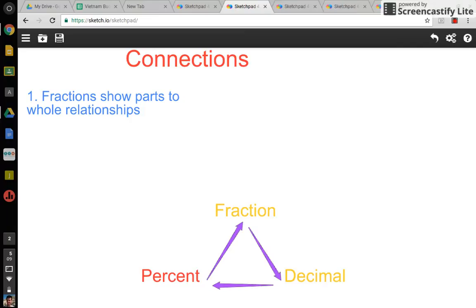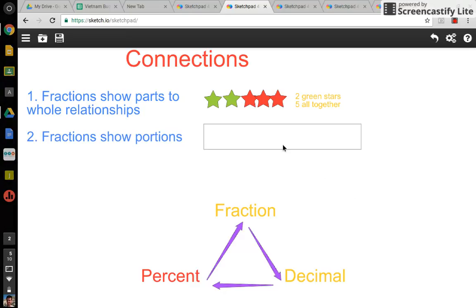First of all, some things that you're going to need to remember in order to help you find percents is that, first of all, fractions show parts to whole relationships. So taking a look at that, we have 2 green stars out of 5 altogether. So it's a relationship between the number of parts to the number altogether, 2 to 5. We also need to remember that fractions show portions. So for example, the portion of green stars is 2 fifths, or 2 out of 5 altogether. So it shows a portion out of a whole.